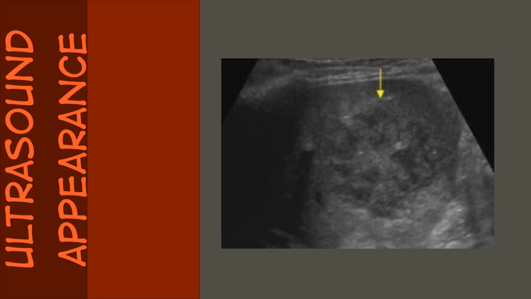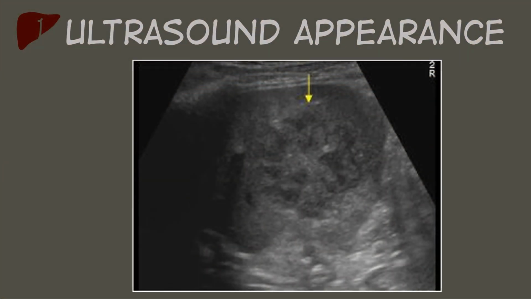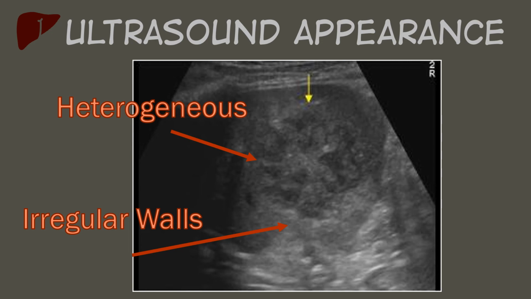So assessing for abscesses anywhere in the body is a pretty common ultrasound order. Let's make sure that we know what they look like when we see them. So the pyogenic abscess can vary in appearance based on its contents and progression. Typically, the abscess will appear as a heterogeneous mass with irregular walls, usually in the right lobe of the liver.